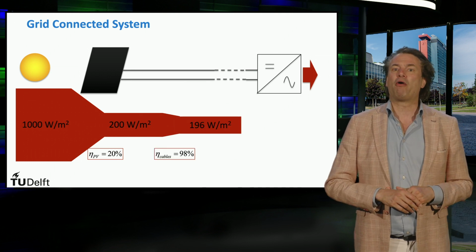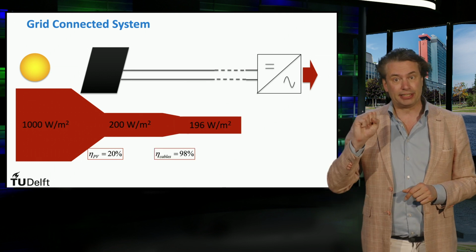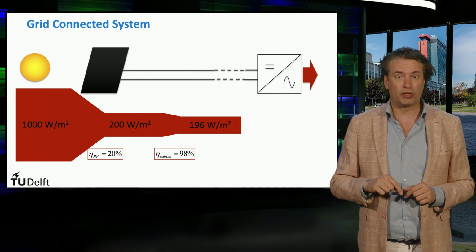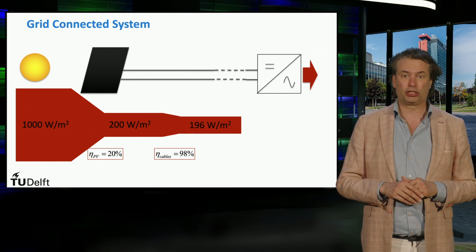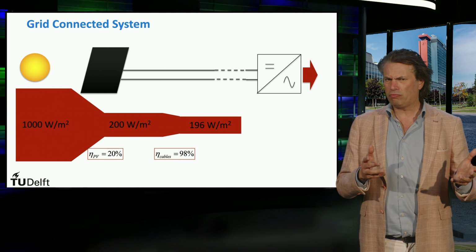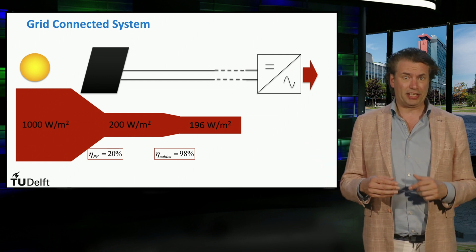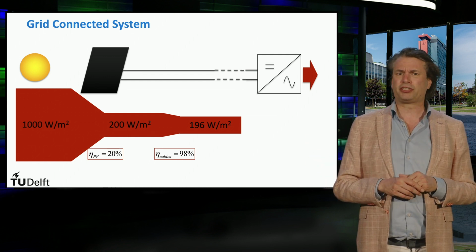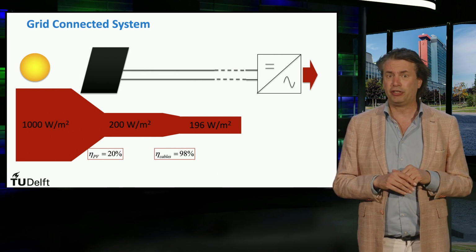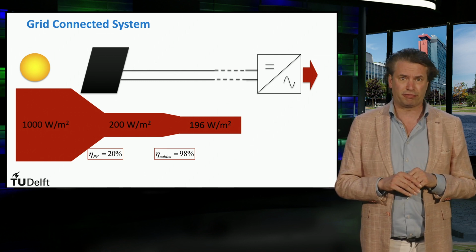Therefore, the DC power per area going to the inverters is 98% of 200, which is 196 watts per square meter. Now, let's go to the inverter. With the advancements in power electronics, it's rather common to have inverters that reach greater than 97% efficiency.